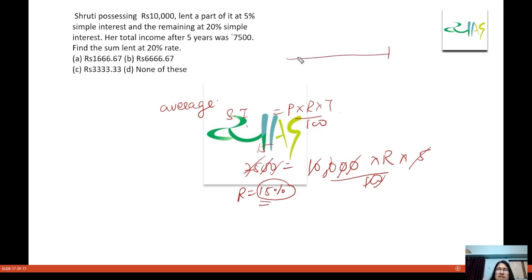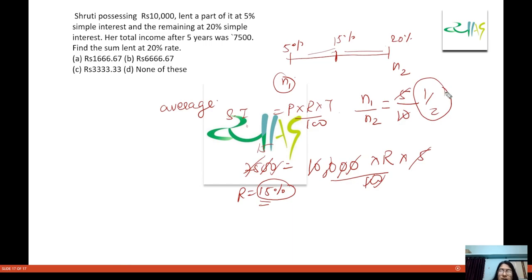Now, let us say you lend N1 sum at 5% and N2 sum at 20%. So your average is becoming how much? 15%. So obviously now you know N1 by N2 is equal to how much? This is 5 and this is 10. So 1 is to 2 ratio you are getting. So this N1 plus N2 is equal to how much? 10,000. Okay, so that means we have three parts.